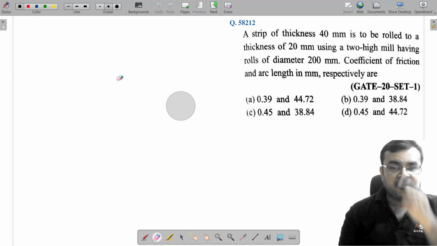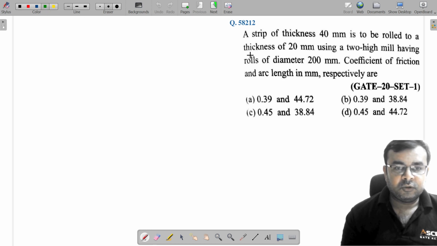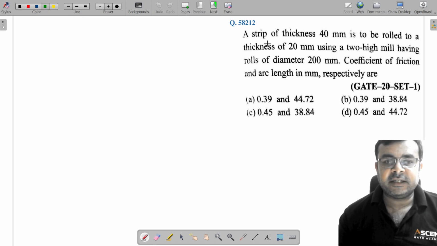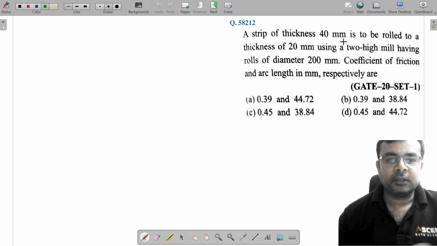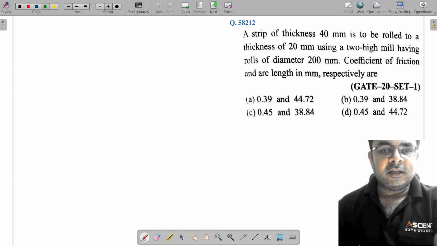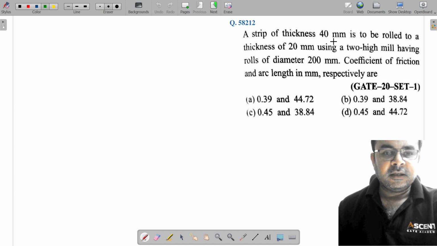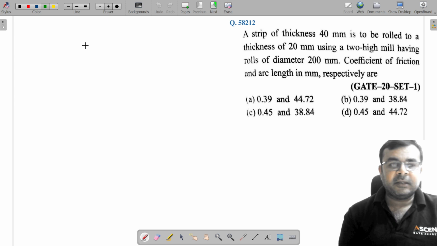Okay, so let's see some questions from sheet metal operations of the GATE exam. The first question you can see here: a strip of thickness 40 mm is to be rolled to a thickness of 20 mm using a two-high rolling mill and having rolls of diameter 200 mm. Correct? So here we need to find out the coefficient of friction and arc length in millimeter.